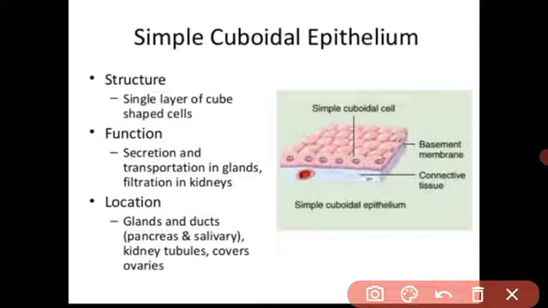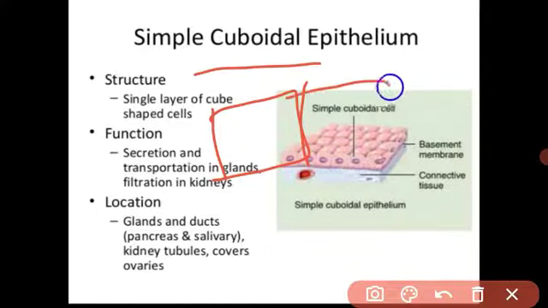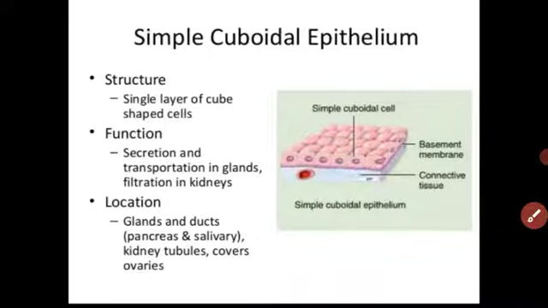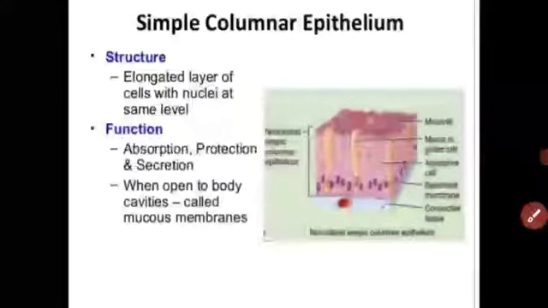The epithelial tissue which has a cube-like structure is called cuboidal epithelial. It is also a single layer of cube shape. It also lies on the basement membrane. Nucleus is present, cytoplasm is present. There is no intercellular space between the cells. They are closely packed to each other, and the main function is secretion. Understood? The next type of epithelial tissue is the columnar epithelial.